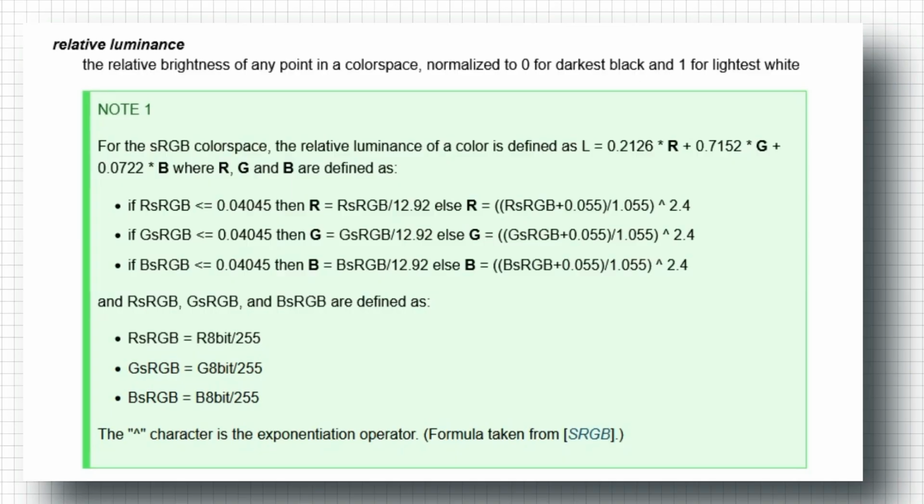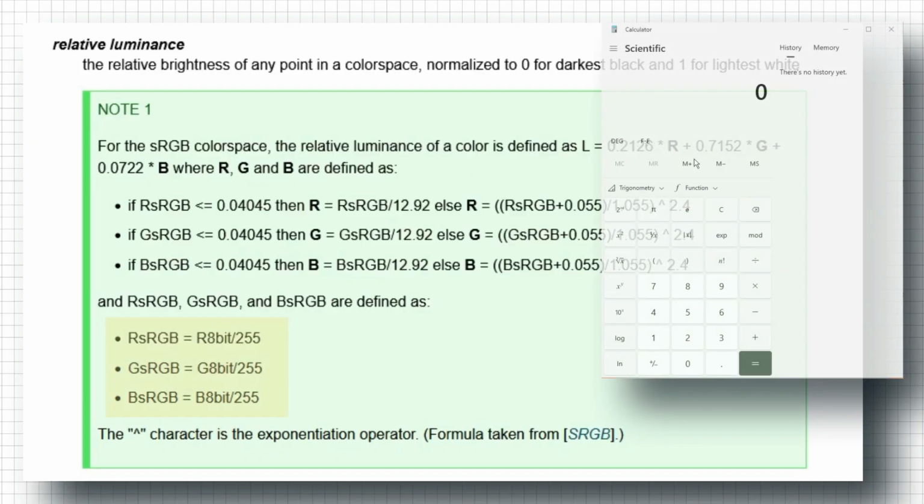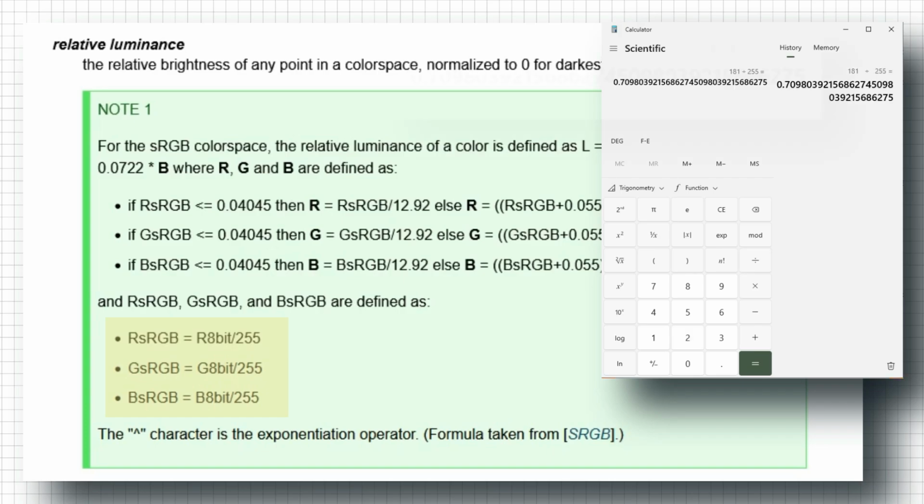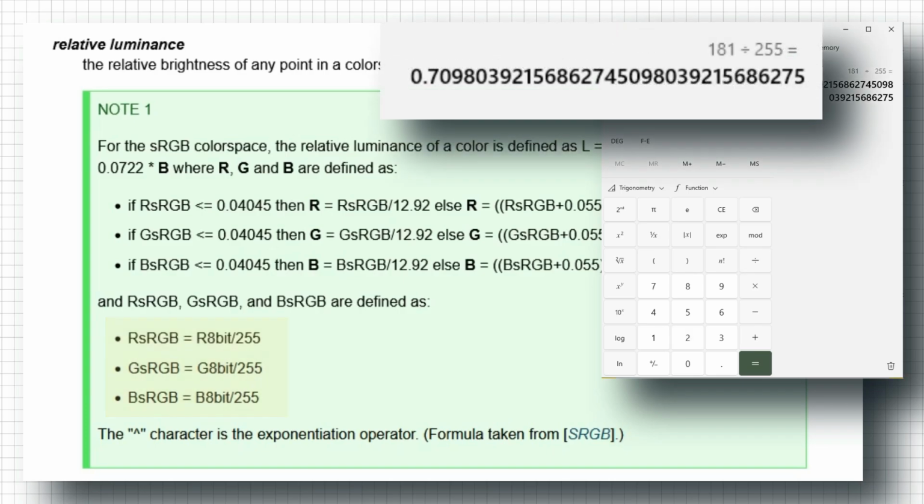Let's calculate the relative luminance of my red color. Now, don't worry. You never have to calculate this by hand, but understanding how it works can be empowering. We'll need to work from the bottom of this definition up, just because that's how it's written. So first we'll calculate R, G, and B. RsRGB, which means the red in standard red, green, blue, is R 8-bit divided by 255. So R 8-bit is 181. So 181 divided by 255 is, we'll round it off, 0.7098.